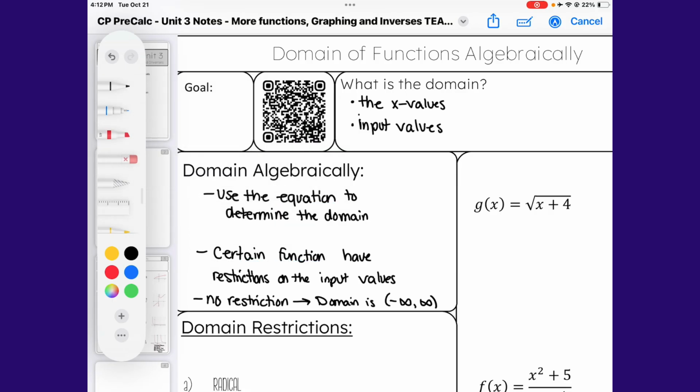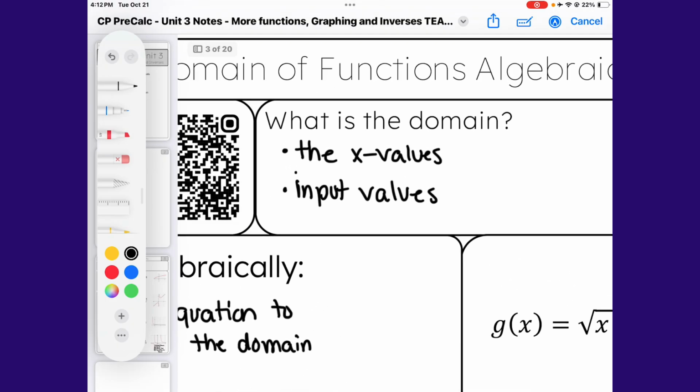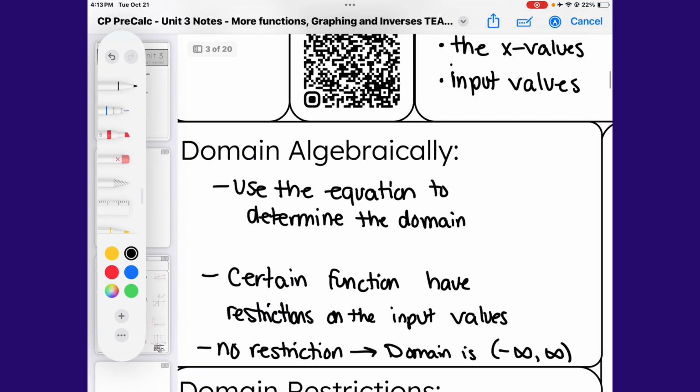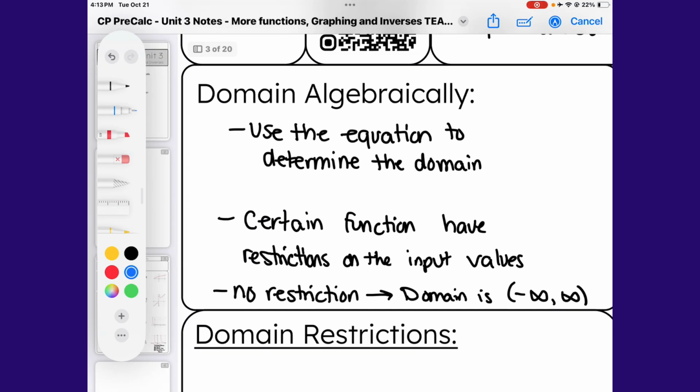This lesson goes over how to find your domain algebraically. So the domain, as a reminder, is the x values or the values we put into a function. We're going to work on finding the domain algebraically. That means that we are going to use the equation to determine the domain. We are not looking at the graph.